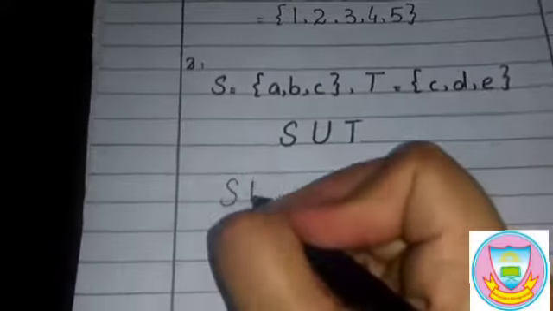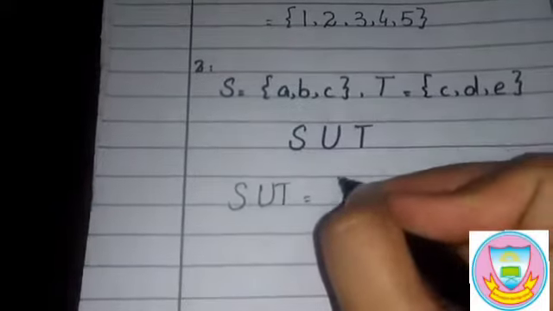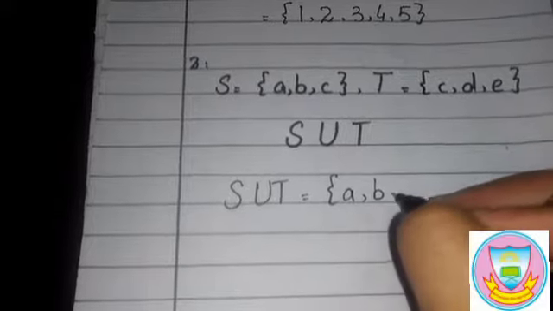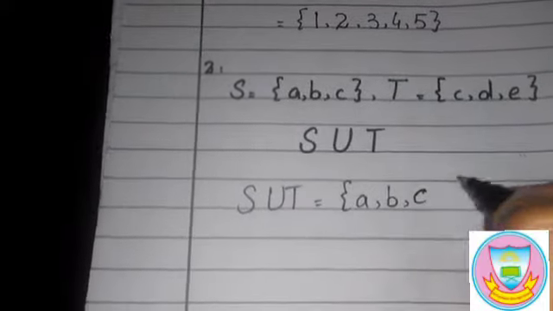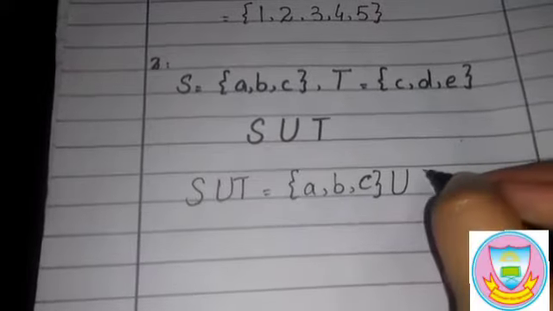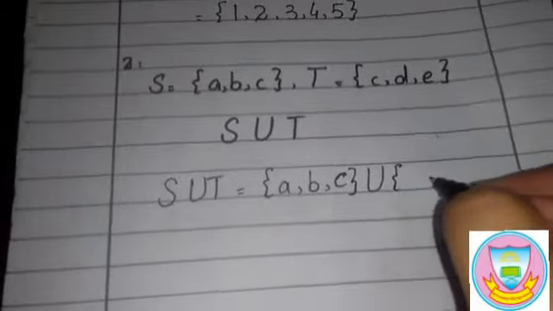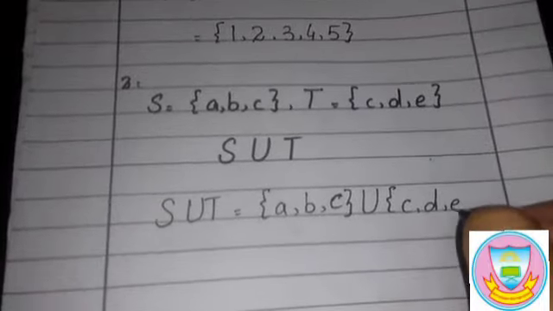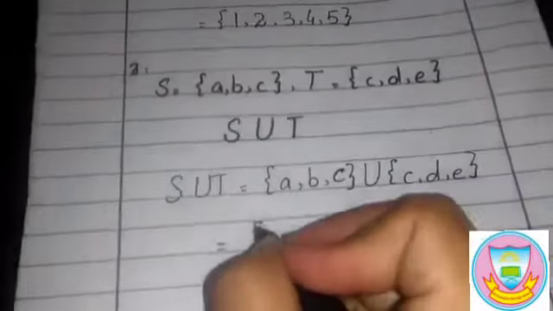S ∪ T equal to, bracket. First we write the set S elements, then put a union sign and then bracket, and now we write the set T elements c, d and e and bracket close. Okay, now let's start, equal sign, put a bracket.